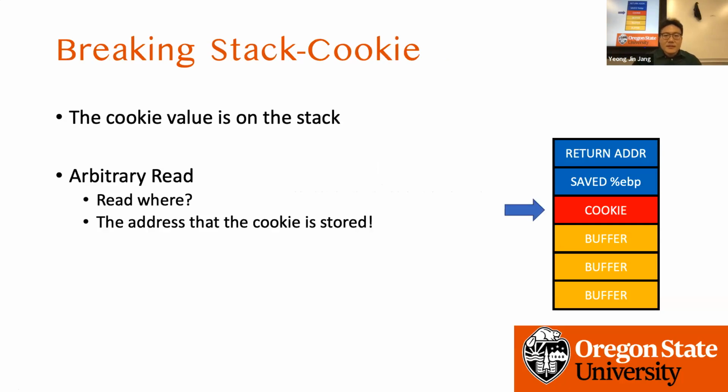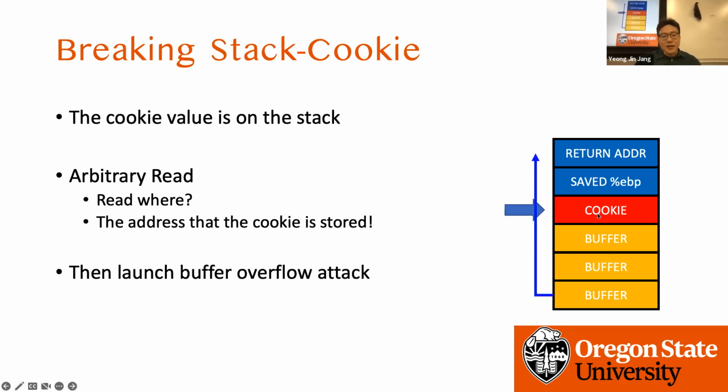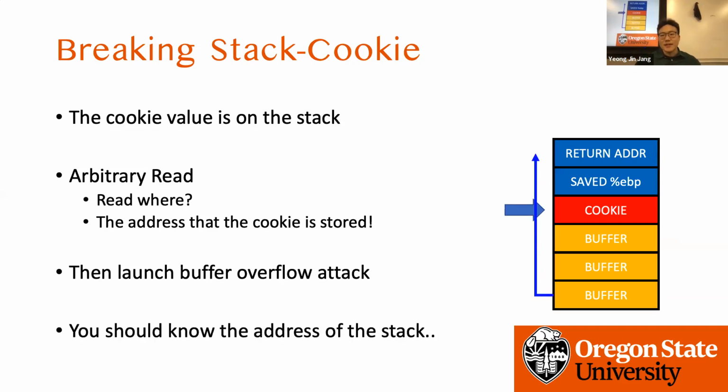With the arbitrary read, or actually the sequential read, if we can leak the stack cookie value, then we can launch the buffer overflow attack. But to do that, we need to know the address of the stack as an arbitrary read. So for breaking the stack cookie, some of the conditions would not be met if you just have an arbitrary read. That means if you need to specify the address, you cannot do that.